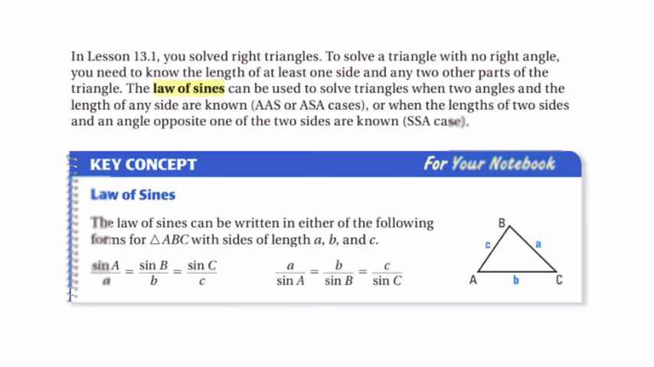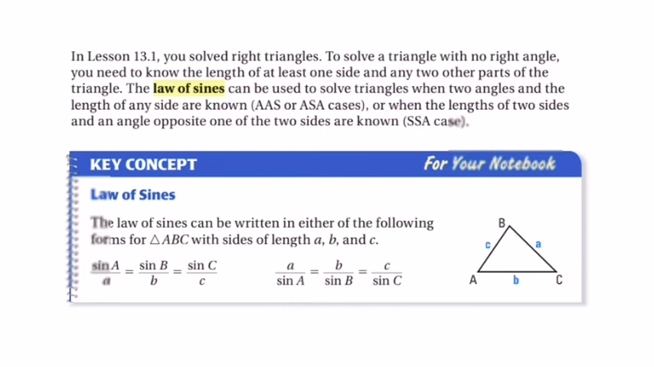So, going over the law of sines again, the law of sines can be used to solve triangles when two of the angles and the length of any side are known. This is known as the angle-angle-side or angle-side-angle cases. Or we can also use it when we know two sides and an angle opposite one of those sides, which is known as the SSA case.